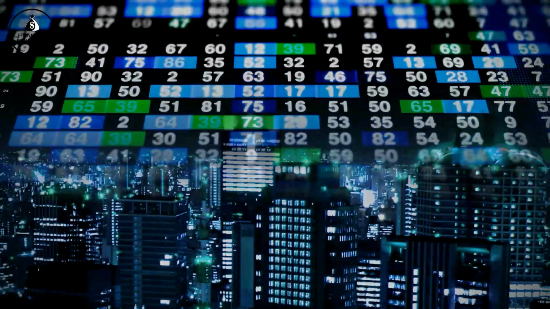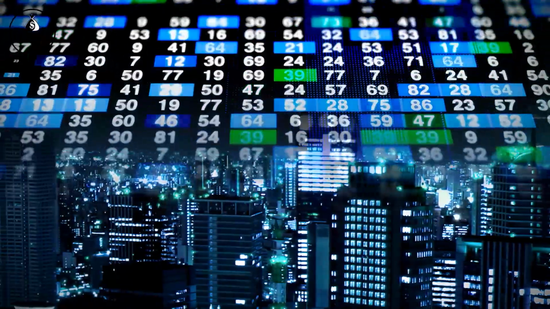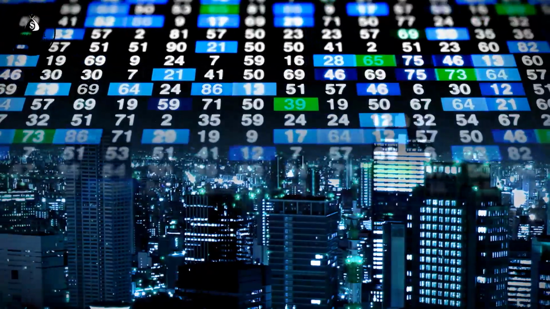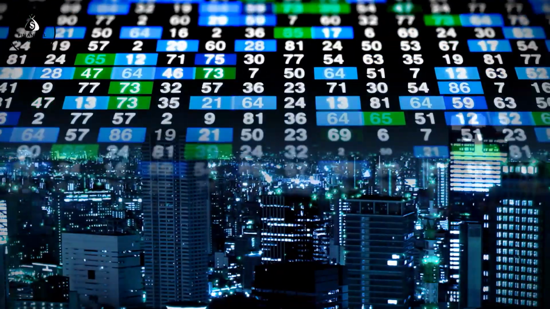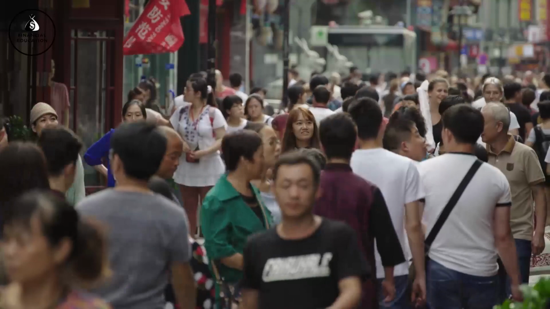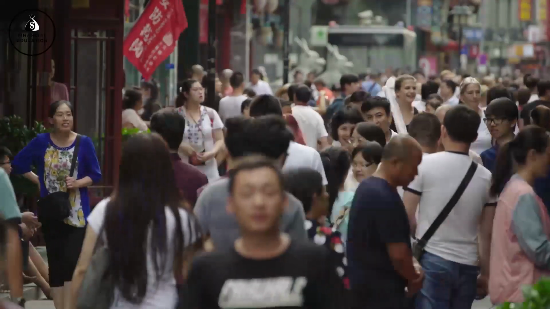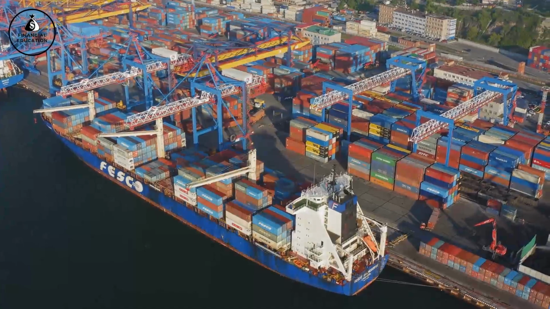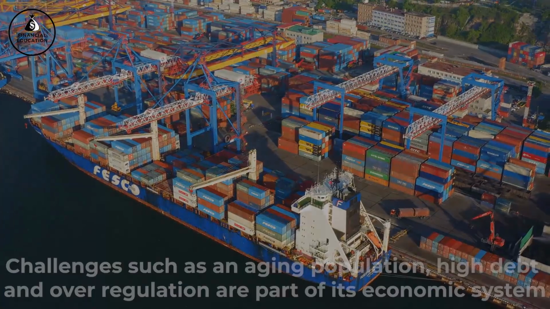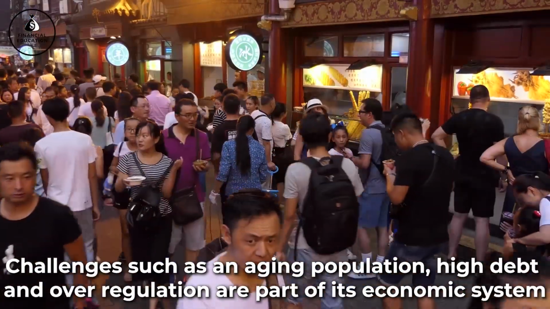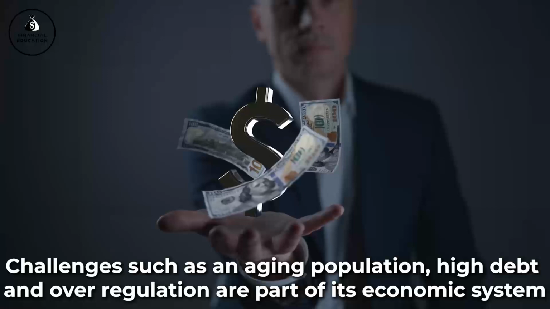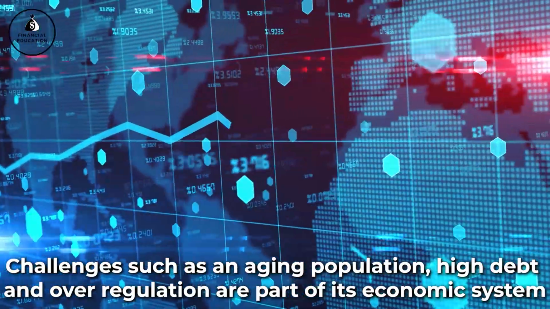In recent decades, the Chinese economy has become one of the largest and most competitive economies in the world. It benefits from its large population, a burgeoning middle class, and a booming export economy. On the other hand, challenges such as an aging population, high debt, and overregulation are part of its economic system.